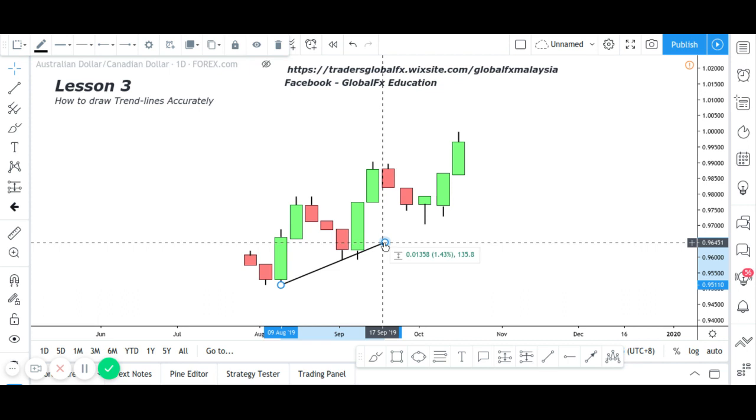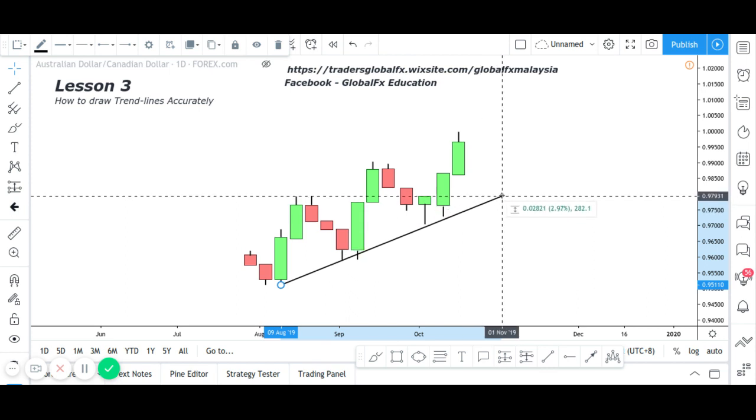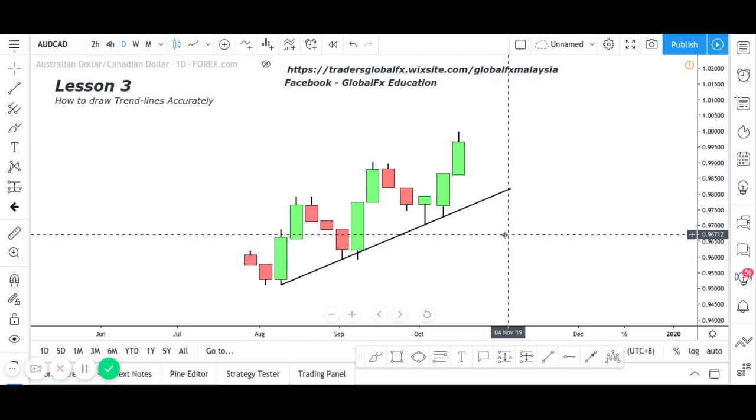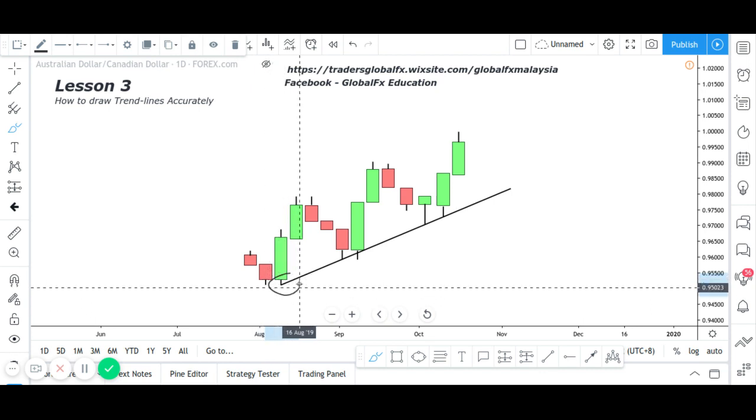Now, if I extend this trend line, where I had it before, all the way to the top, you guys would be able to see that we have much more confluence and much more dynamic support if we use the trend line in this way. So we have one touch.